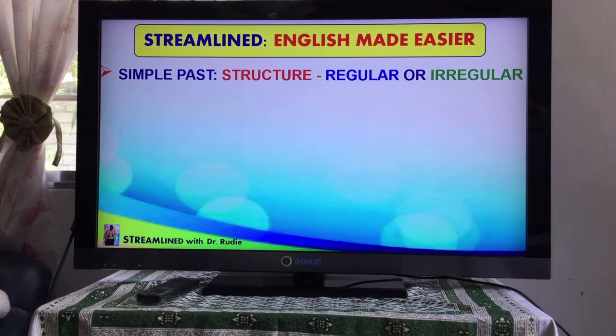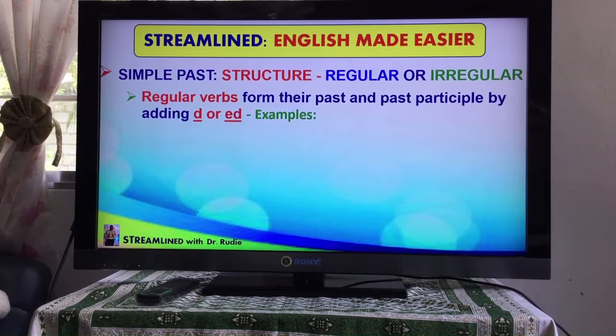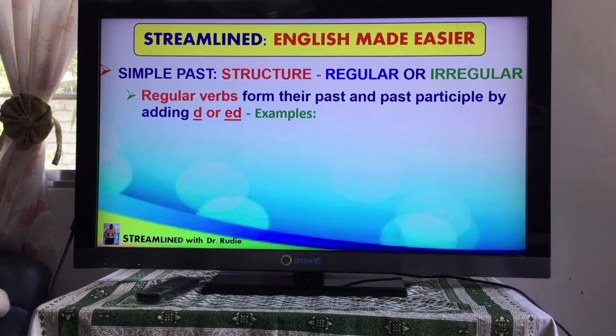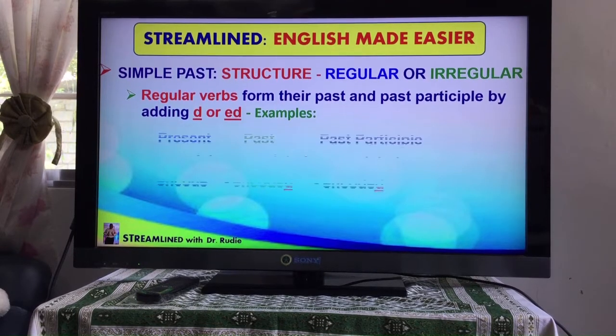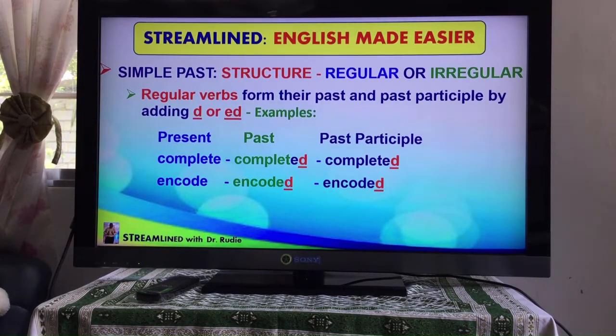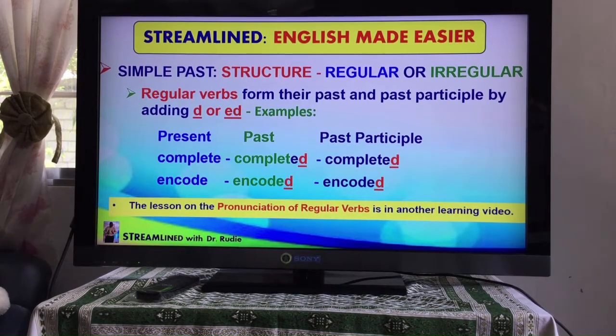Let's start with the structure of the simple past verb. The simple past verb can be regular or irregular in form. Regular verbs form their past and past participle by adding d or ed. Let's take a look at some of these few examples together. Complete becomes completed in the past simple and completed in the past participle. Encode, encoded, encoded. Adding d is usually done for words or verbs ending with vowels. We have another lesson on the pronunciation of regular verbs in another learning video later.